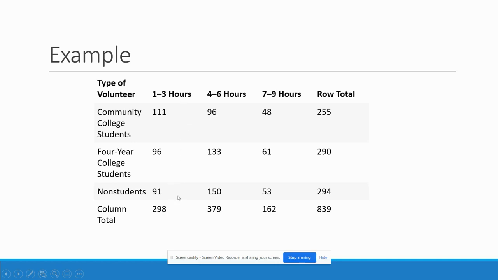If I go down, this 298 is all of the 1 through 3 hours. People who donated that much of their time, I had 298 of them. 4 to 6 hours, 379. 7 to 9 was 162. 839 is the total number of people in this table. So again, 3 different groups, 3 different hour designations of volunteering. This is a contingency table.